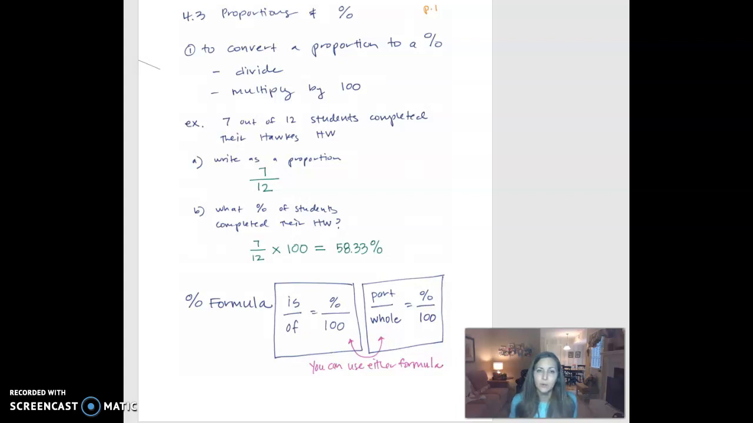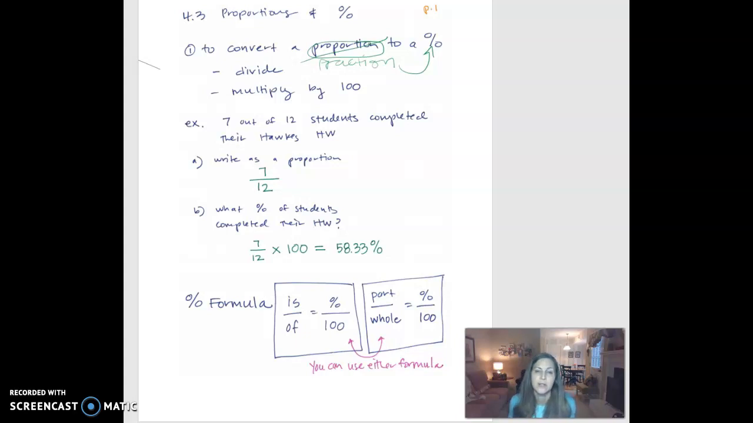Now, we've studied proportions, but another way to think of this is just a fraction, okay? So if you have a fraction, ignore my handwriting, it can be converted to a percent, okay? And how do you do that? You divide and then you multiply by 100.